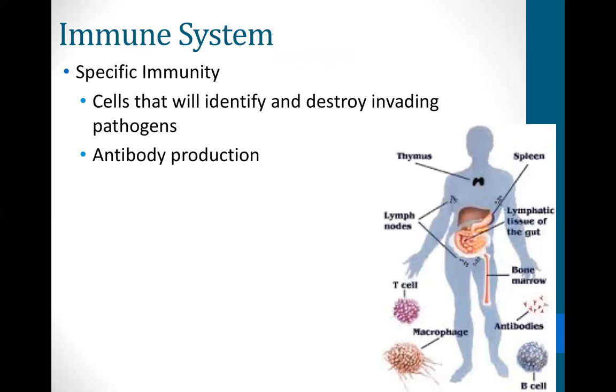Specific immunity involves the process where certain blood cells produce antibodies that target specific microorganisms or foreign proteins, which we call antigens. After this happens once, when we're first exposed to an antigen, we create a memory of what that antibody looked like so that we can produce it again in the future, but more rapidly.